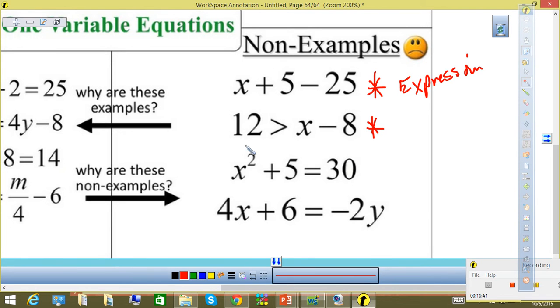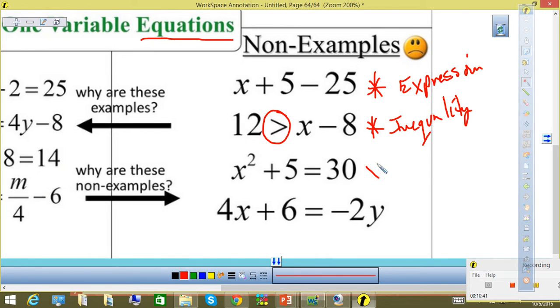Why is this not a one variable equation? Has the alligator thingy called the inequality? So this is an inequality. Are we looking at inequalities right now? No, we're looking at one variable equations. Okay, pass it to someone, this one.